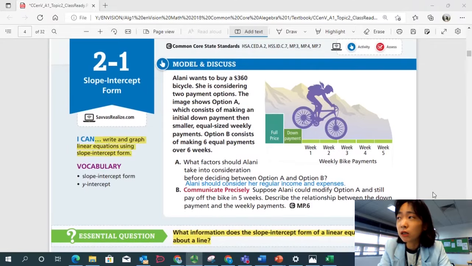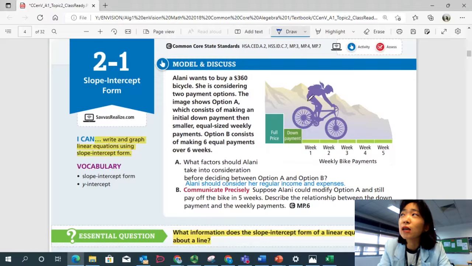Part B. Suppose Alani could modify option A and still pay off the bike in 5 weeks. Describe the relationship between the down payment and the weekly payments. What is the relationship between the down payment and the weekly payments? If down payment goes up, the more you pay down payment, what happens to your weekly payments? Do they go up together as well, or do they go down? Think about your full price. Your full price is already decided. It's determined, right? It's $360.